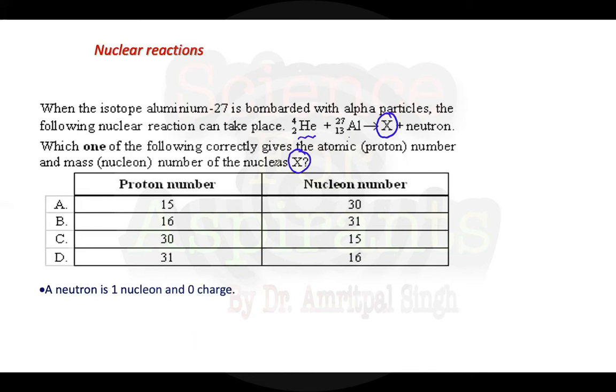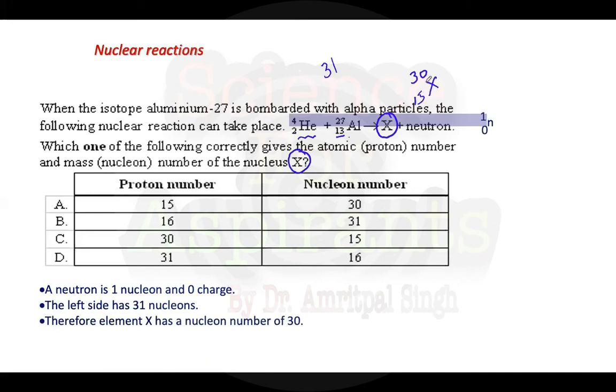Yes. So first of all, you need to find out what a neutron is. Neutron is one nucleon and zero charge. So when you write out the neutron, the left side has 31 nucleons, you can see. So 27 plus 4, 31 on the left hand side. Here it is 1, so the nucleon number should be 30, and you can see the proton number is 13 plus 2, so it is 15. So option A is the correct option for this question.